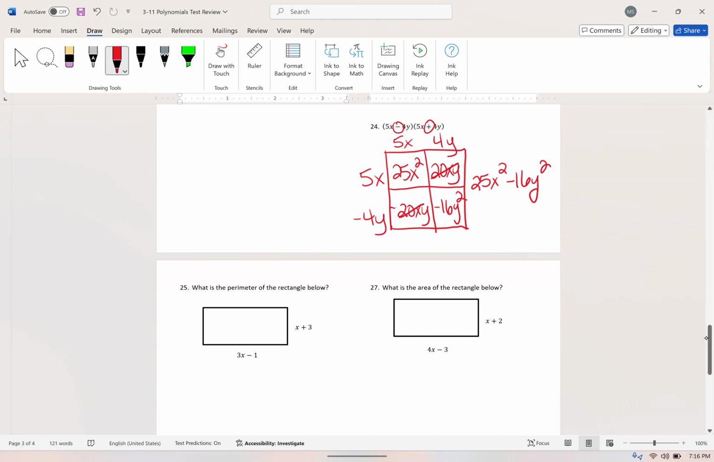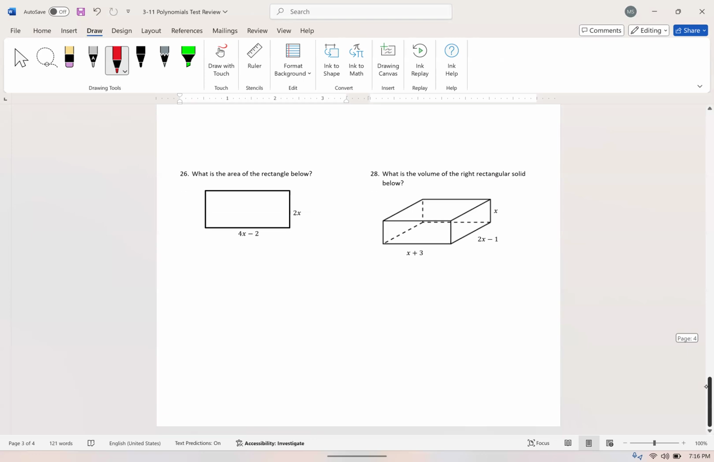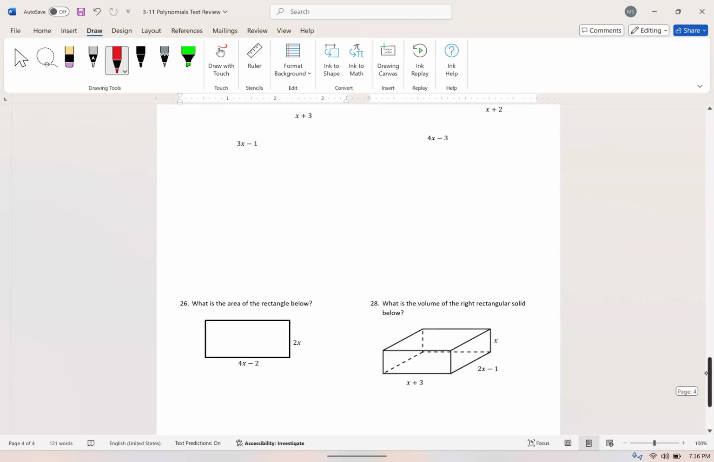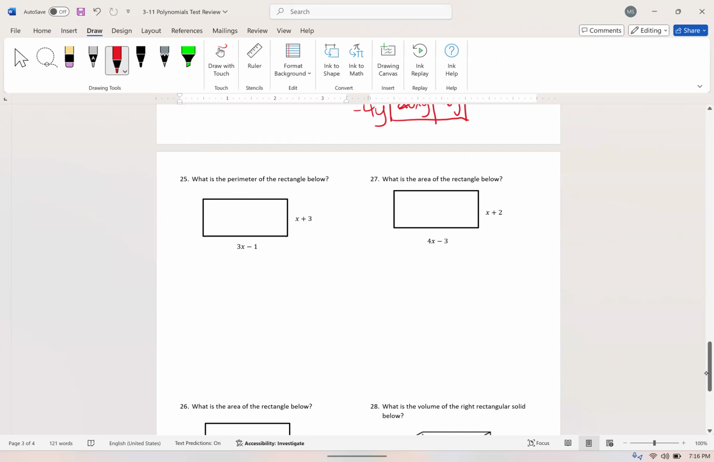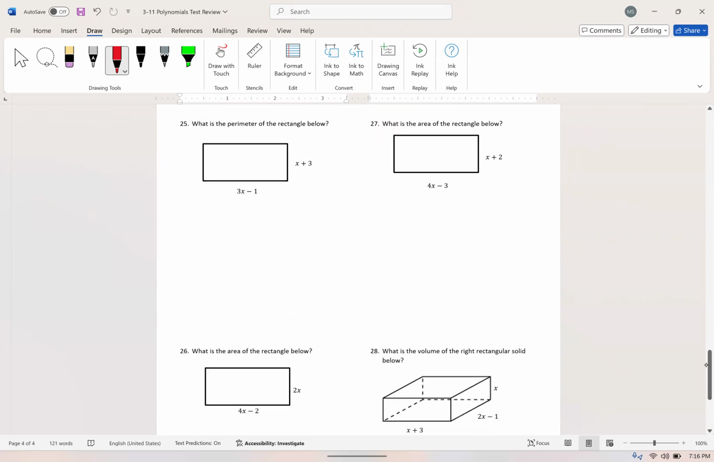All right, so we're down to the last part. These are the geometry applications of these. So let's take a look at number 25. It says, what is the perimeter of the rectangle? So one of the things we know about a rectangle is that opposite sides are the same length. So if the width is x plus 3, it's on both sides x plus 3. And if the length is 3x minus 1, then the top and the bottom bases are going to be 3x minus 1. So you can add them all up.